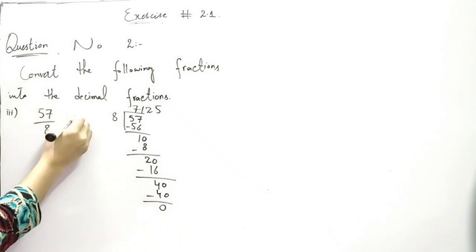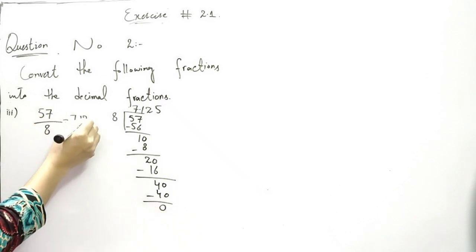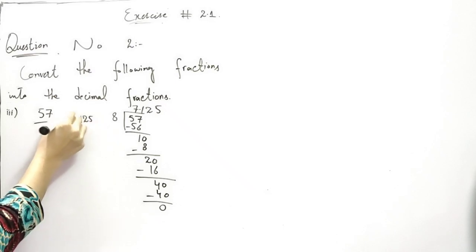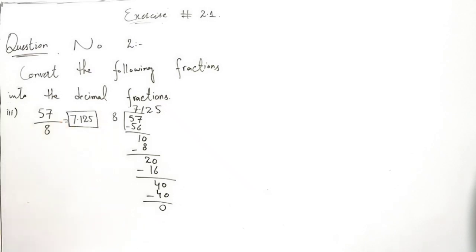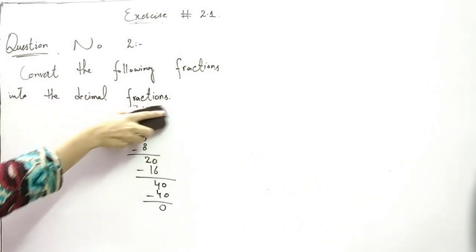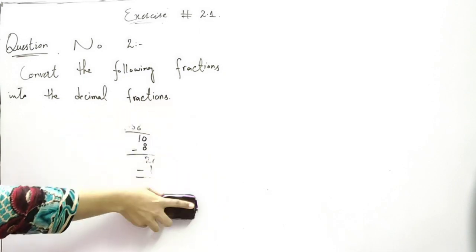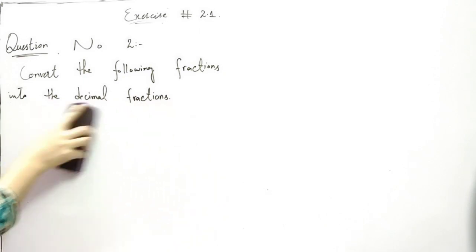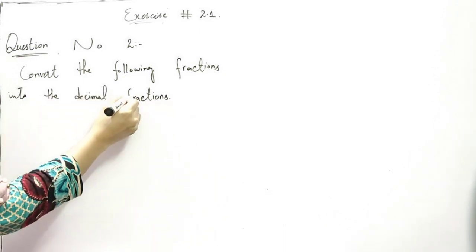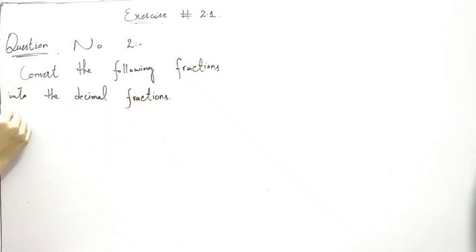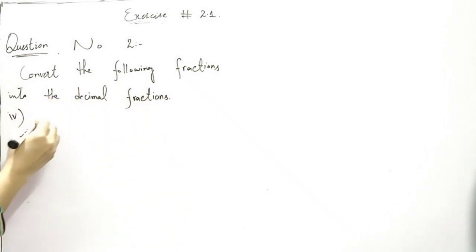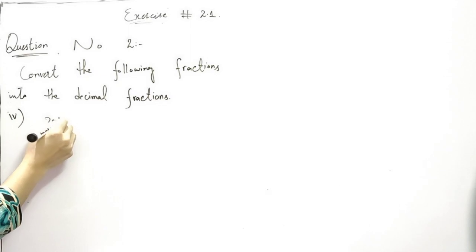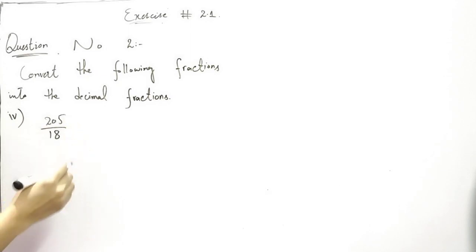So 57 over 8 is equal to 7.125 into the decimal fraction. So third part is solved, and this is the answer of 57 over 8 into the decimal fraction. The procedure is same for all the questions. Now we will move toward the fourth part, and the fourth part is 205 over 18.